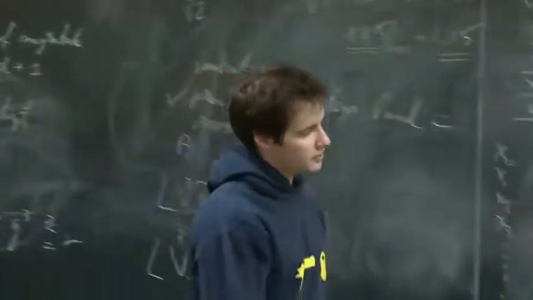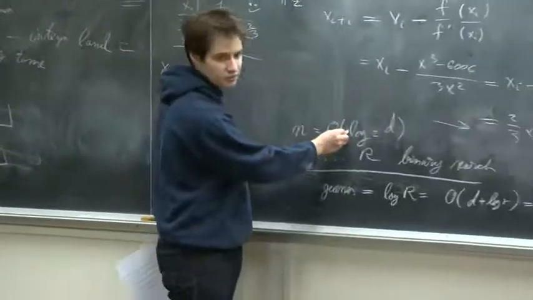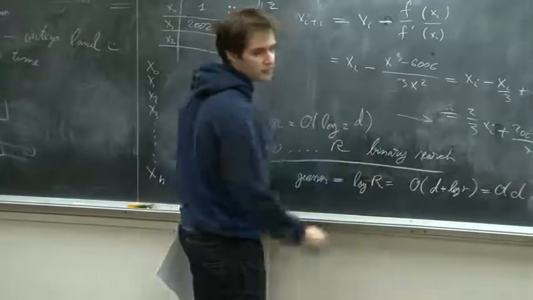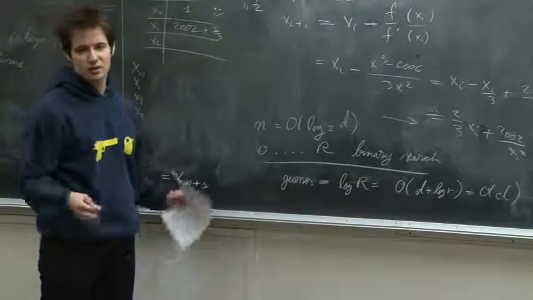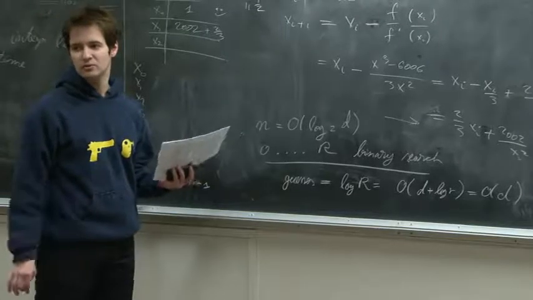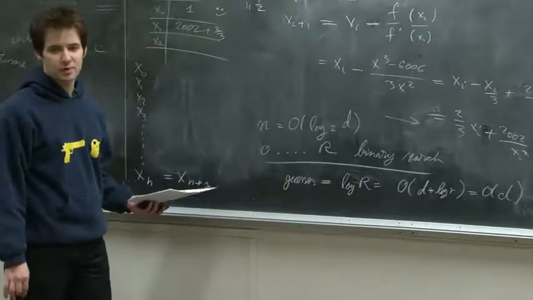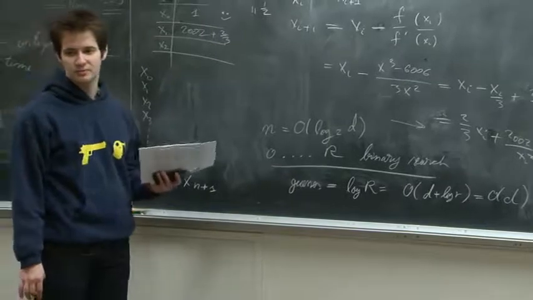Okay, so Newton's method is exponentially faster in terms of the number of digits compared to binary search. So if you can pull it off with Newton's method and you have big numbers, you probably want to use Newton's method, because binary search will give you a slower algorithm.